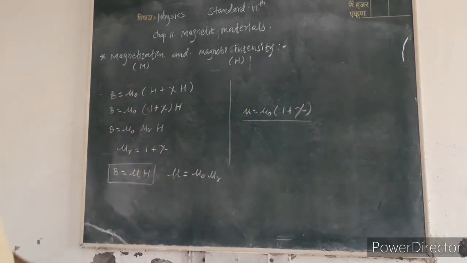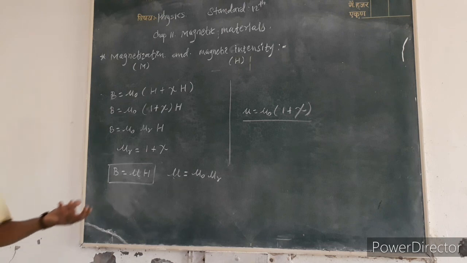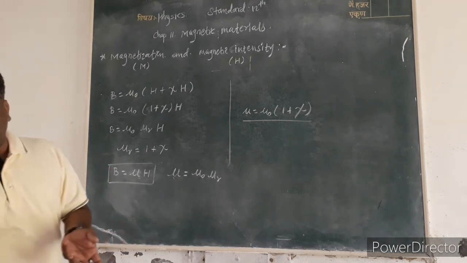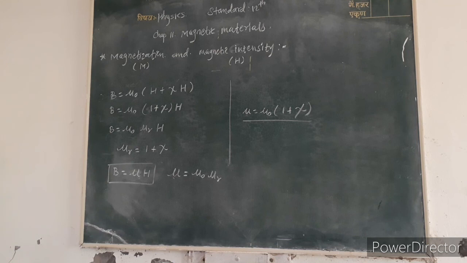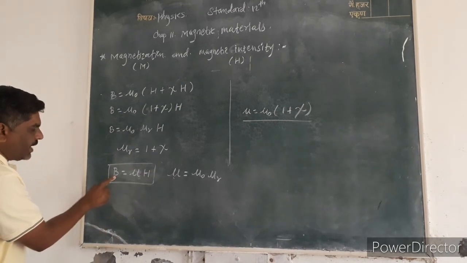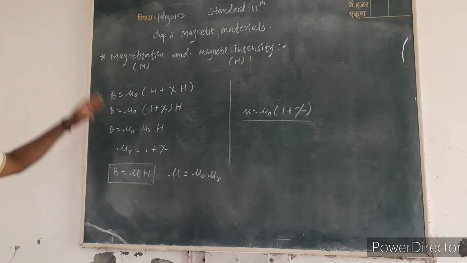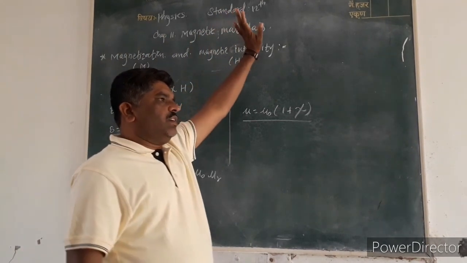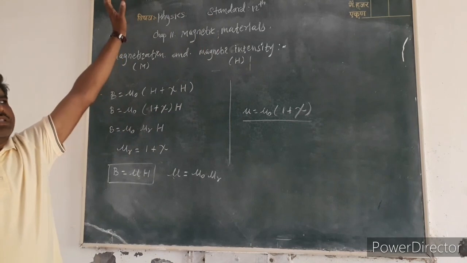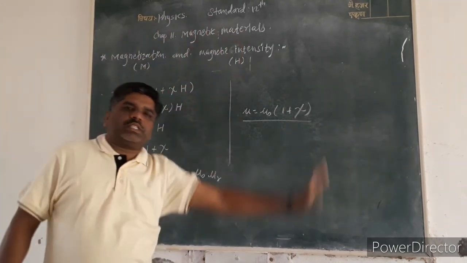These are the different relations or formulae between magnetic field, magnetic intensity, magnetization, permeability of free space, and susceptibility psi. This is about magnetization and magnetic intensity. The magnetization and magnetic intensity have the same dimension and unit; these two are similar quantities.